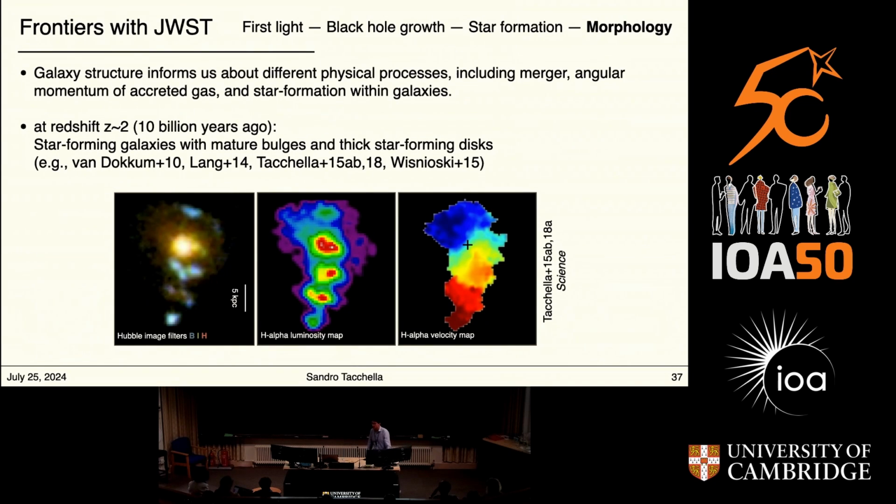Okay, and in the last few minutes, I want to talk about morphology very briefly. Again, at redshift 2, we made, over the last few years, with Hubble in particular, a lot of discoveries that these galaxies are actually very mature. So we see very mature bulges with star-forming disks at redshift of 2. And the question is, of course, how do such galaxies form?